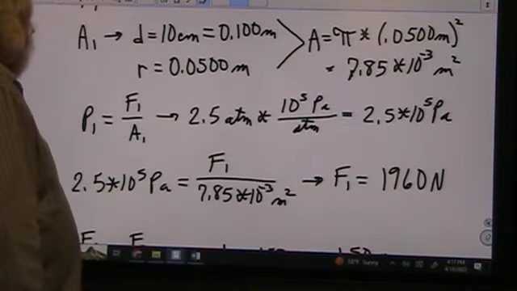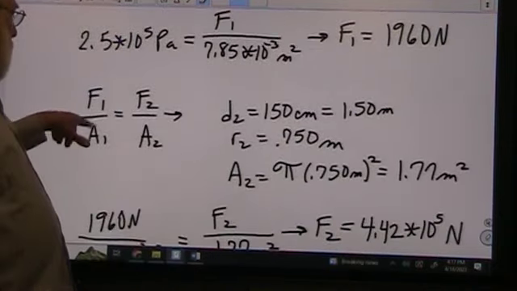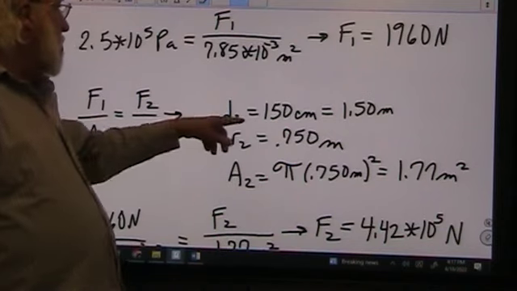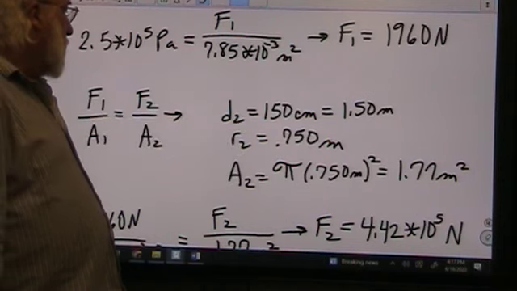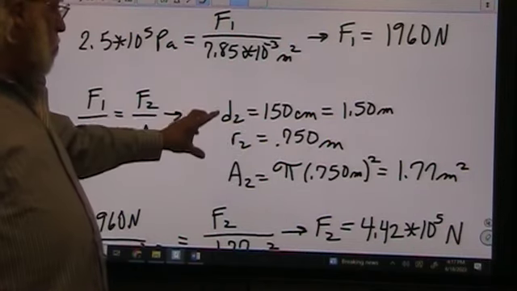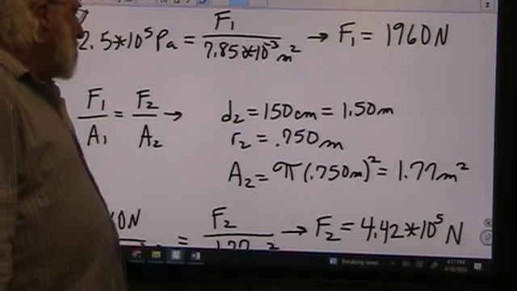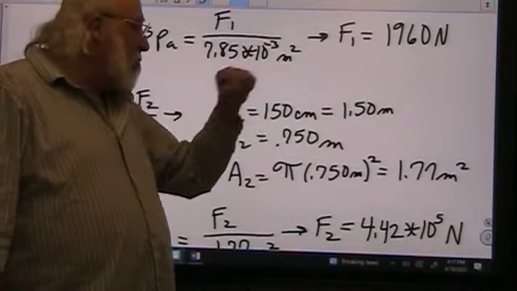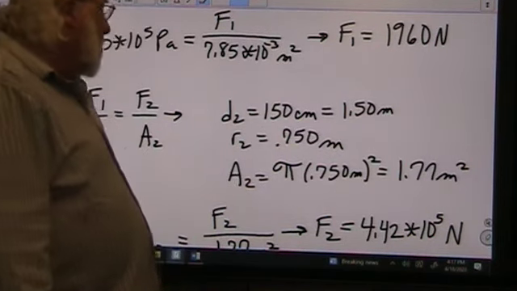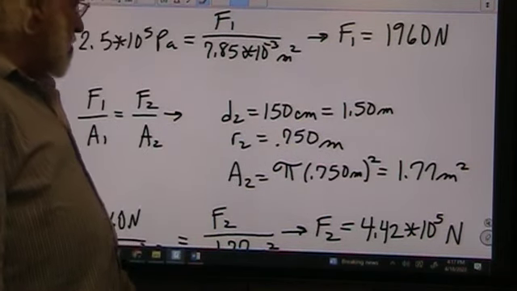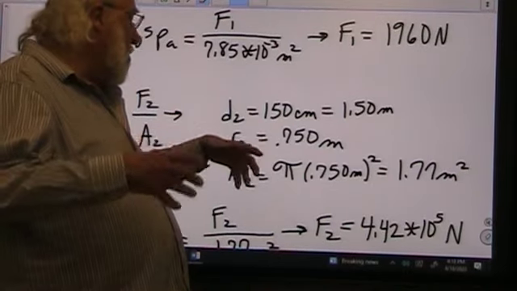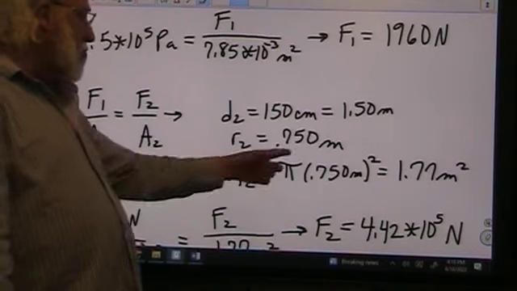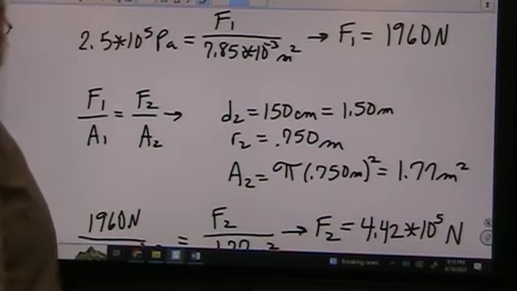So that's our F1. Now we go back to F1 over A1 equals F2 over A2. And now we have to figure out the area of the circle. If it has 150 centimeters for diameter, that becomes 1.50 meters, which is, so I said 2.5 feet, that's more like 4.5 feet, my bad. So this is a monster lift. And the radius then is 0.750 meters. Area of the circle then is 1.77 square meters.